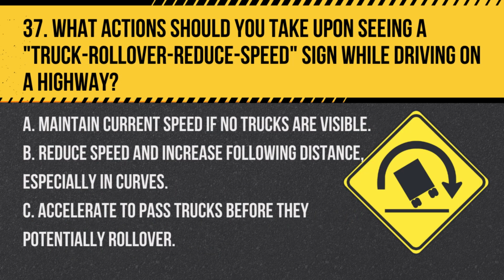Question 37. What actions should you take upon seeing a truck rollover reduced speed sign while driving on a highway? A. Maintain current speed if no trucks are visible. B. Reduce speed and increase following distance, especially in curves. C. Accelerate to pass trucks before they potentially roll over. Answer B. Reduce speed and increase following distance, especially in curves. Anticipating and preparing for potential hazards can prevent accidents.